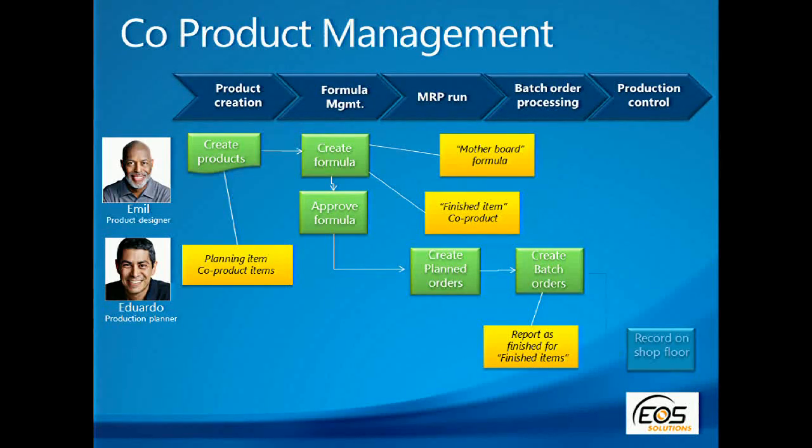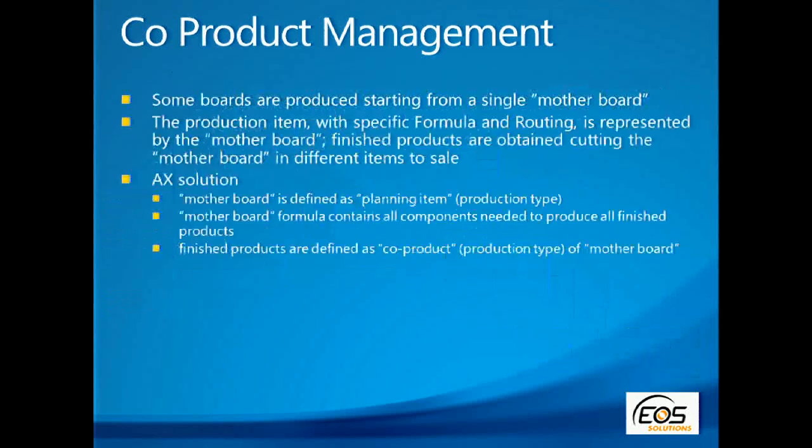Here we have the product designer creating products, creating a planning item, which is the motherboard, and all the co-product items. Then we have the formula for the motherboard, and we have also the co-product formula. Then when we go through the process, we arrive to the batch order created. And here I will show you in the next demo how report as finished works for co-products. So this is only an explanation of what I said.